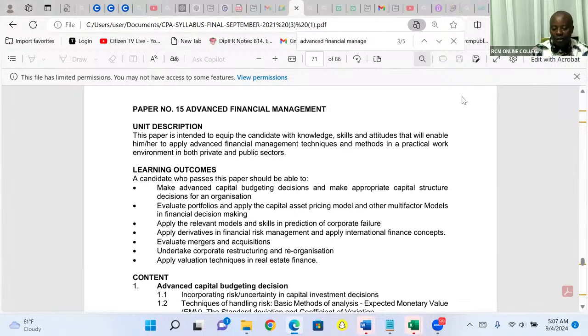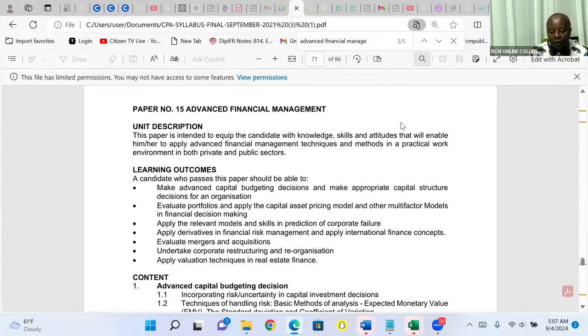My role is basically to take you through the entire syllabus of the AFM for us to appreciate what really is expected of us, for us to be able to pass this paper in round 1. Remember, the concept here is that we should be able to pass this paper on the very first attempt. You should not go to the second attempt. So it's paper number 15, Advanced Financial Management.